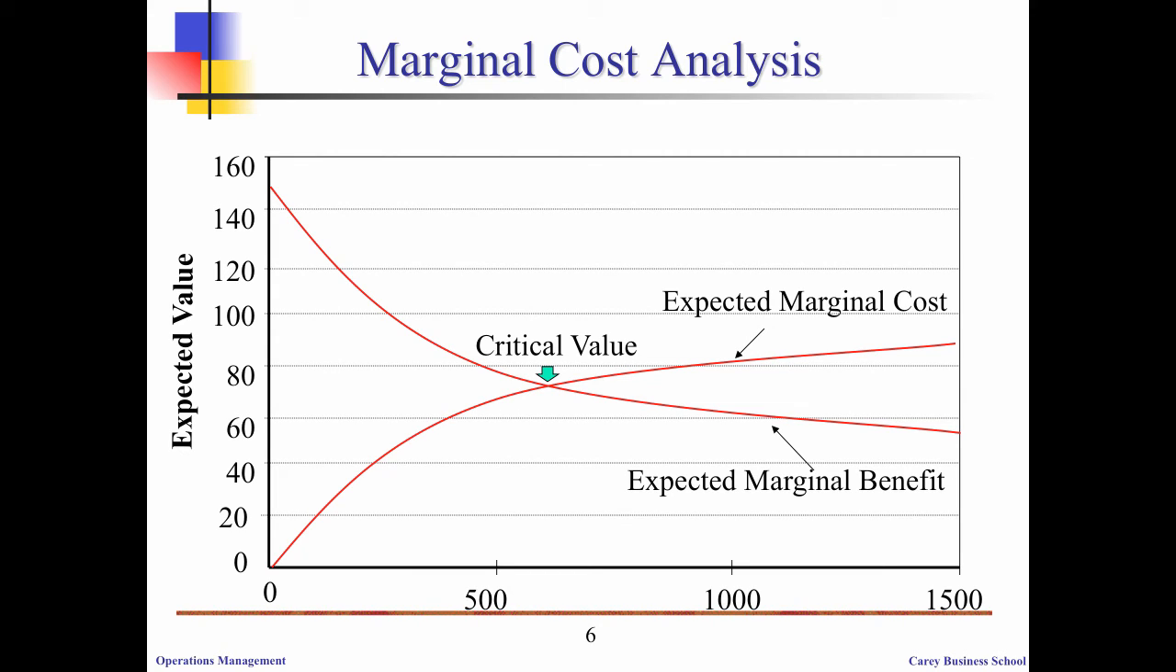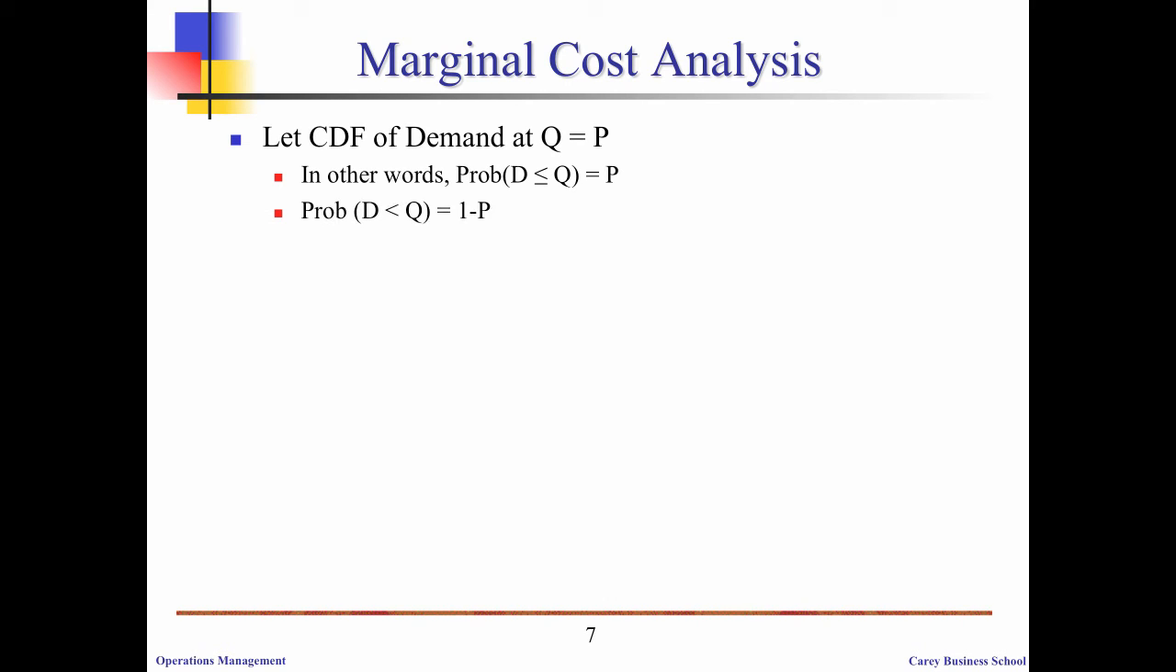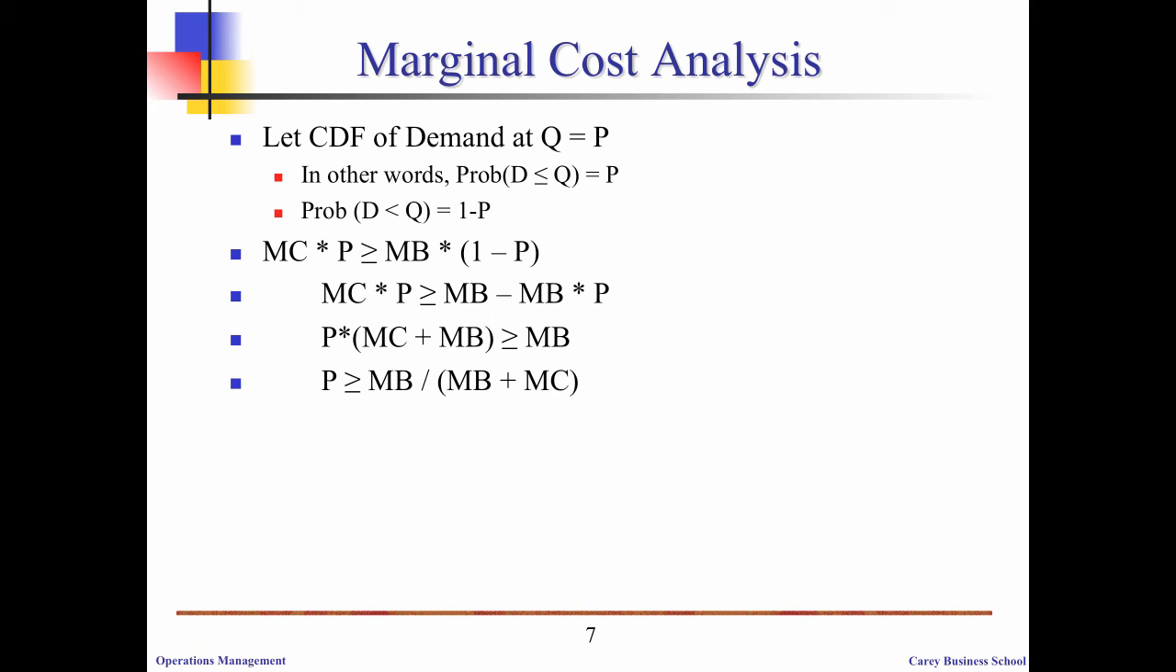The probability that demand is less than Q is the same as the CDF of demand evaluated at Q. Let's call this value P. So the probability that demand is below Q is now written as P. This means that the probability that demand is greater than Q is simply 1 minus P. We are looking for the smallest value of P where expected marginal cost exceeds expected marginal value. So P must satisfy this equation. If we just rearrange terms, we eventually get to this simple result.